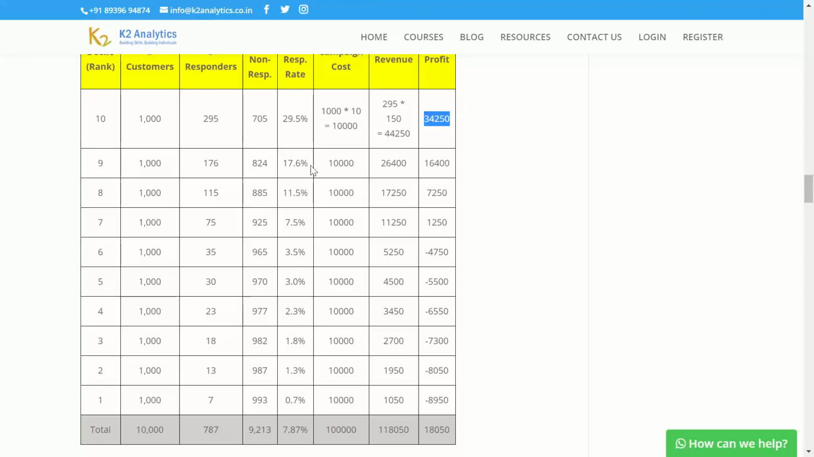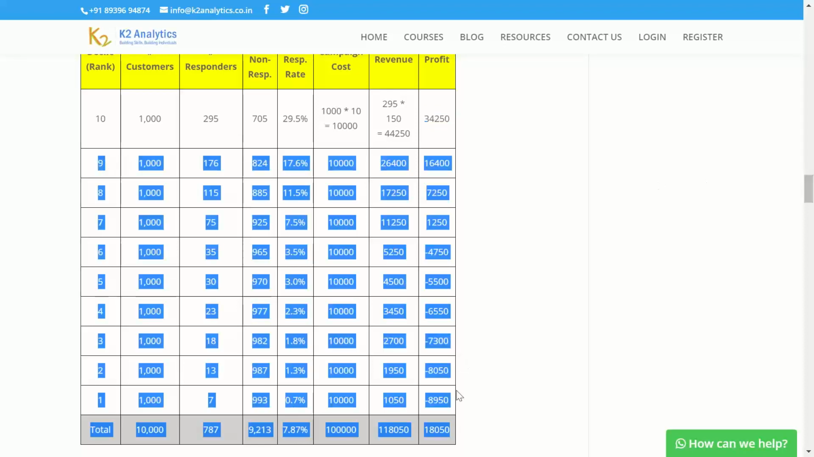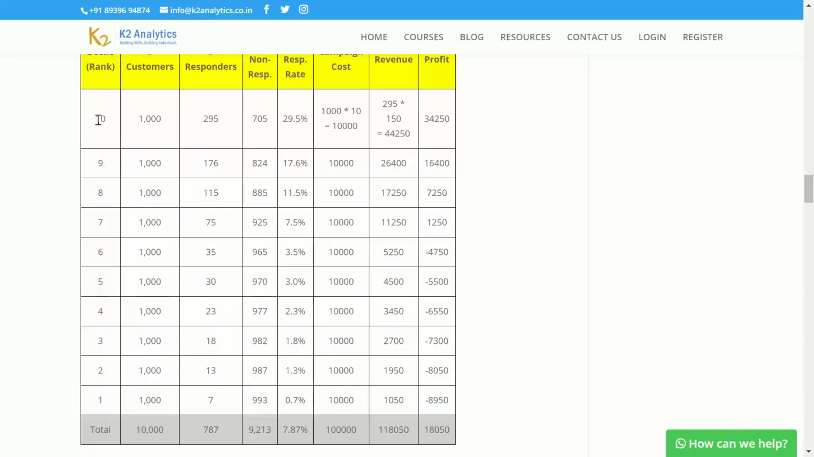Why waste money on this remaining 90? You're doing a campaign to 10,000 customers, your effort is more, your profit is less. Whereas here the model is saying, okay, go ahead and target only these 1000 customers. Your effort is less, profit is more. So now you can see this strategy coming out of here.